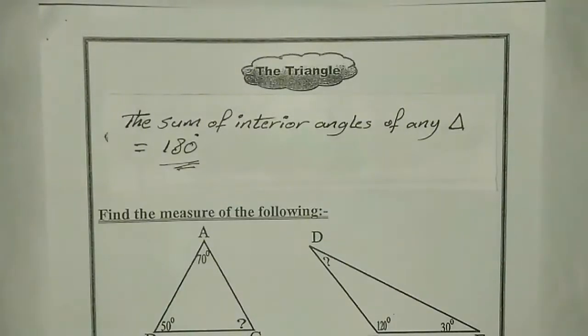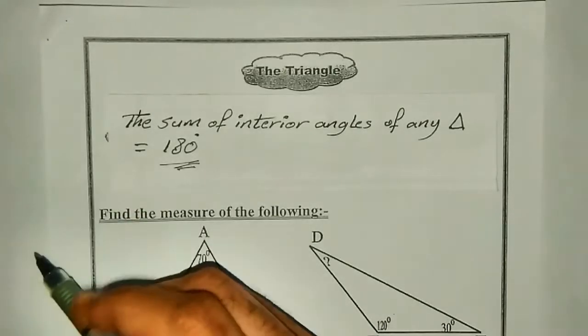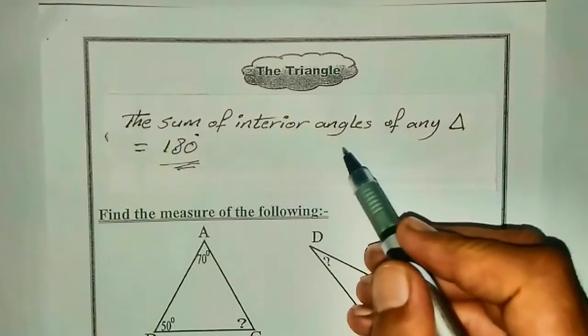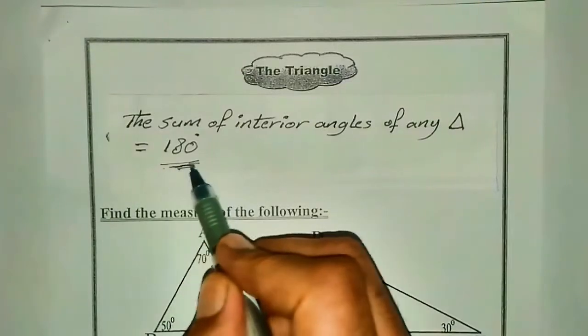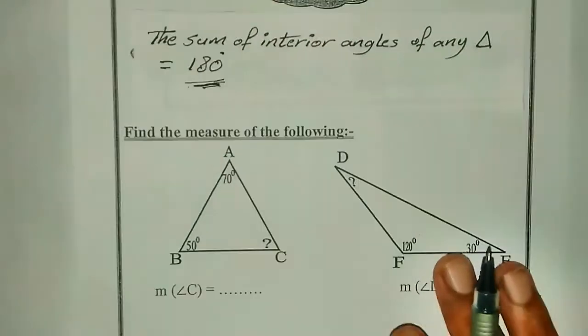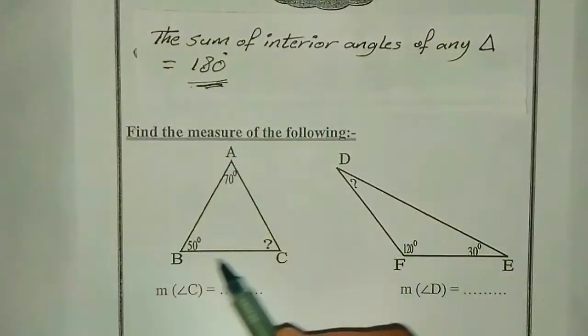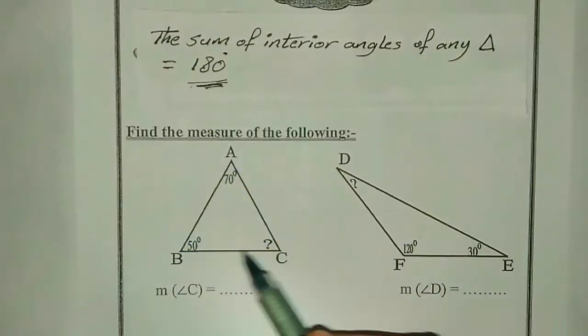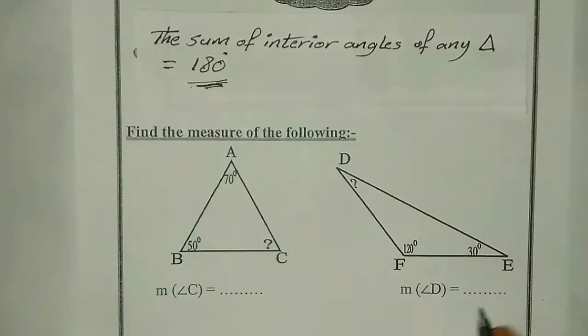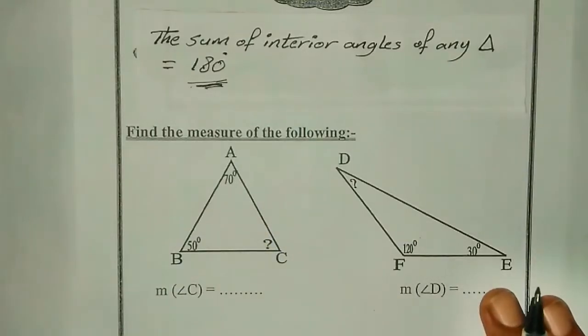Welcome, my dear students. In today's lesson we will talk about three parts about the triangle. The first part: the sum of interior angles of any triangle is equal to 180. This means in a triangle ABC, the measure of angle A plus the measure of angle B plus the measure of angle C must be equal to 180.